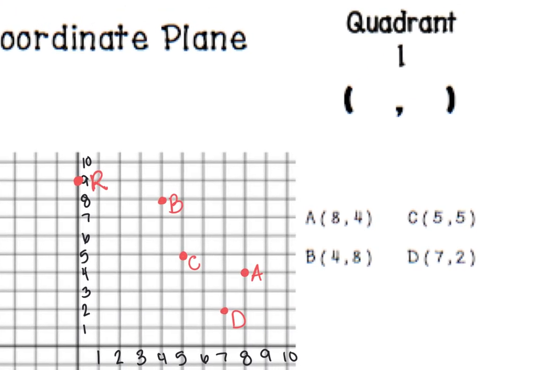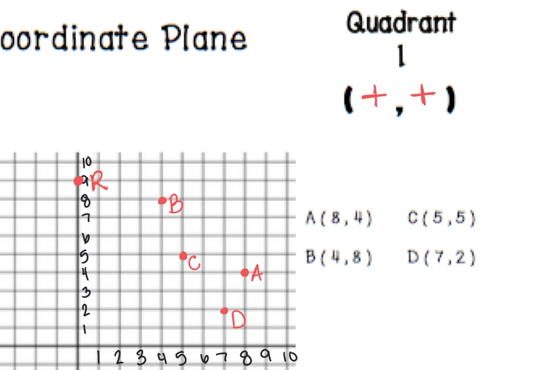So when we look up here, where it says quadrant 1, in these parentheses, we're going to fill in that quadrant 1 is a positive quadrant because it's a positive x value and a positive y value. So whenever we see a coordinate that we know has both positive numbers, it's going to be in quadrant 1.